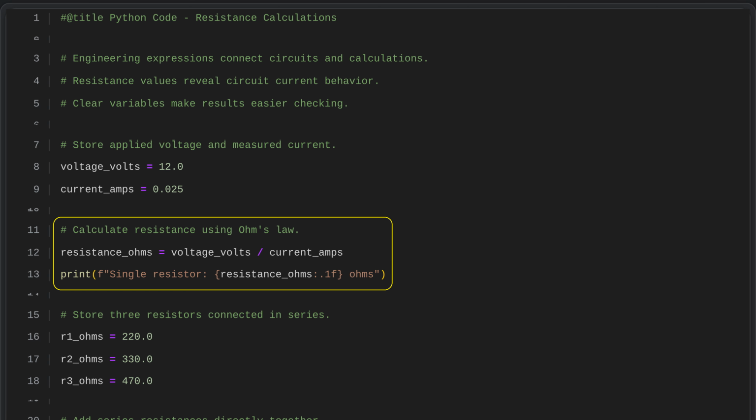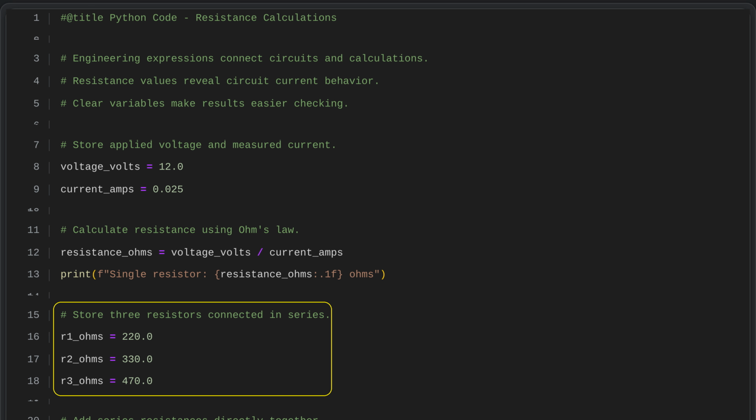Use Ohm's law to find the resistor's resistance by dividing the voltage in volts by the current in amps. The result is the resistance in ohms, shown to 1 decimal place for a single resistor in the circuit. Store the resistance values for 3 series resistors, 220 ohms, 330 ohms, and 470 ohms. These values will be used to calculate the circuit's total resistance.